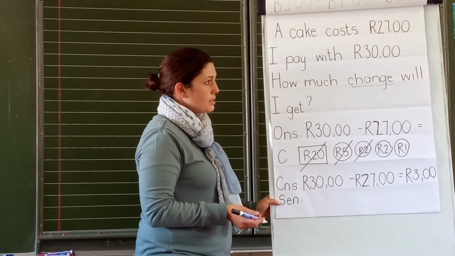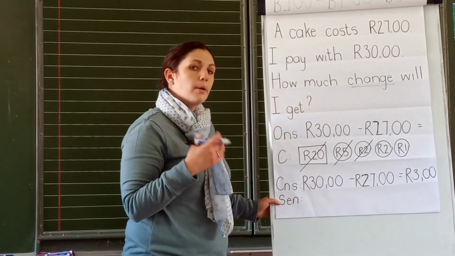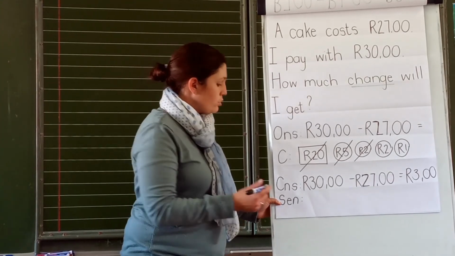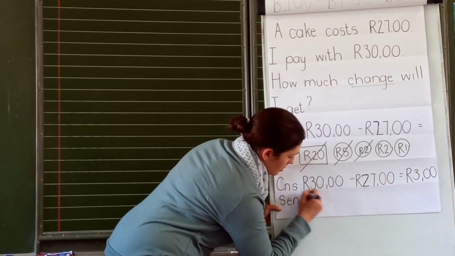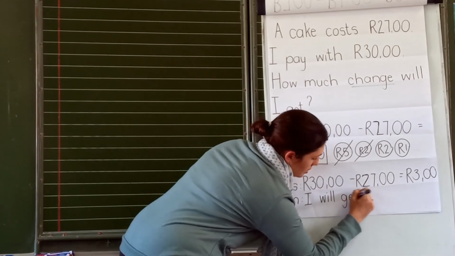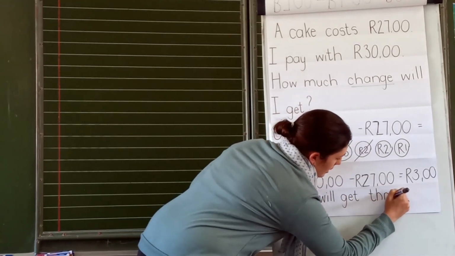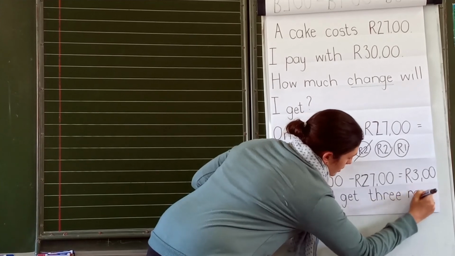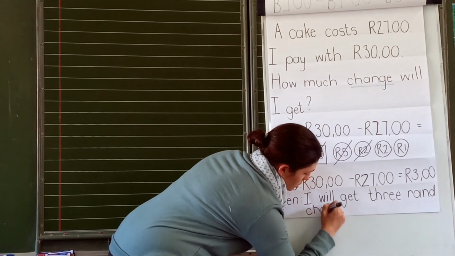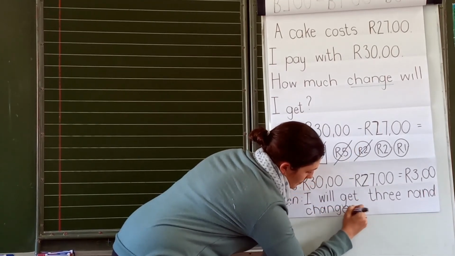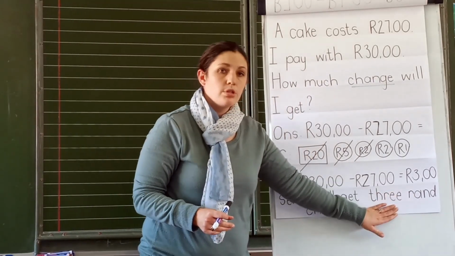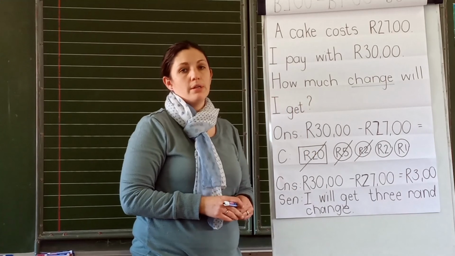My sentence, I'm not asking you how much money am I going to have altogether. I'm asking you how much change will I get. So you're going to write here, I will get 3 Rand change. Remember your number name, Rand. You could also write 3 Rand back if you wanted to, so long as it's in words and it's got the Rand or the cents, whichever one is applicable there.